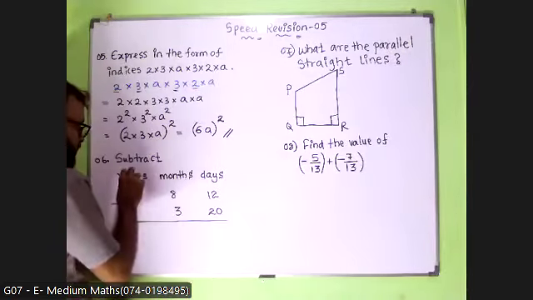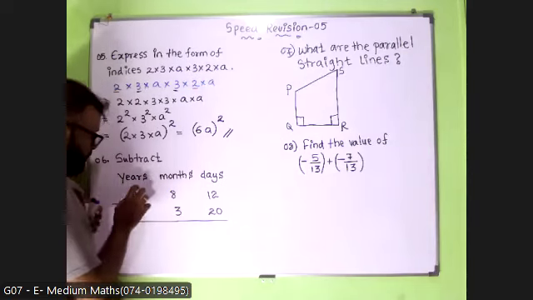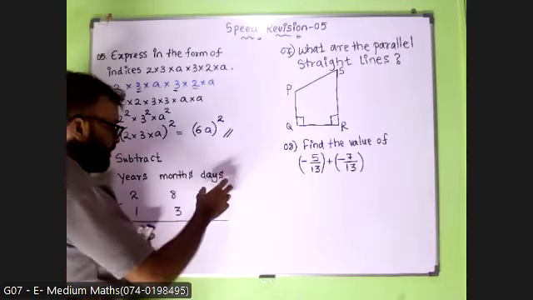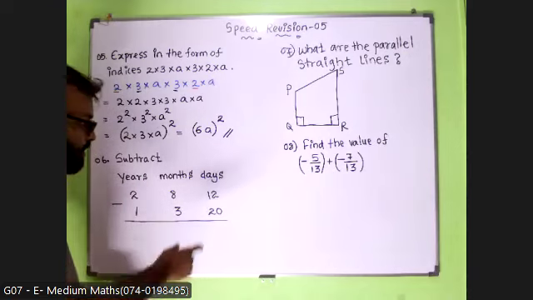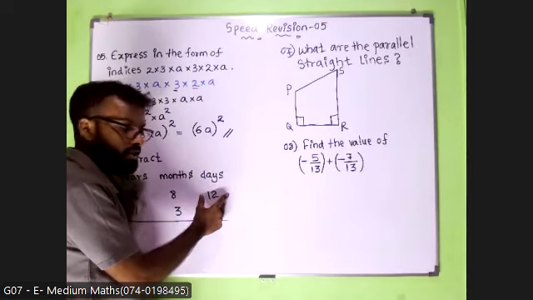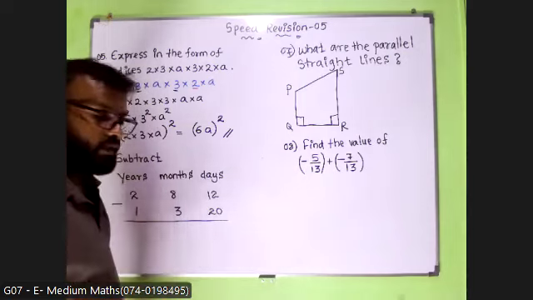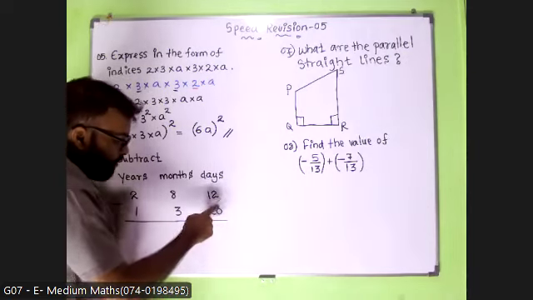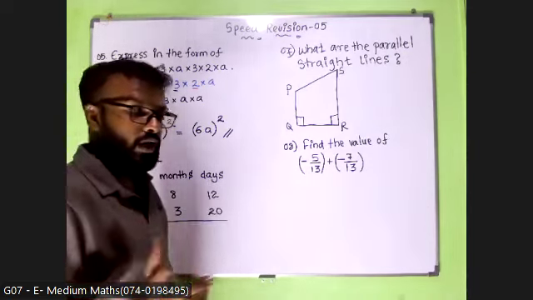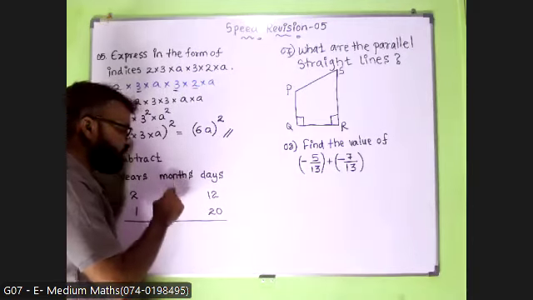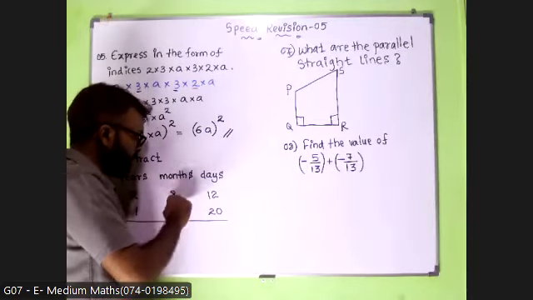So this is years, months, days. So you have to subtract years, months, and days. So how do you do that? In the days side, you have 12. You have to subtract 20. You cannot do that. So go to the months field. Go to the month. There are 8 months.